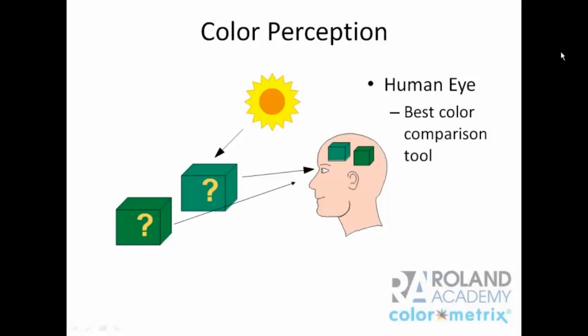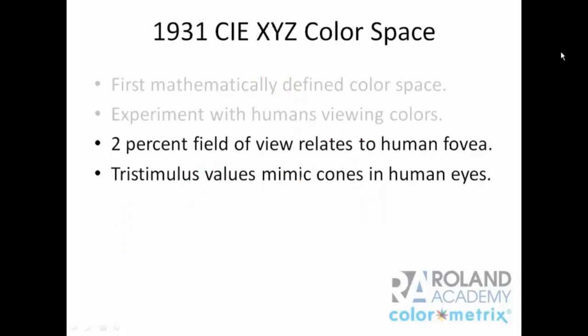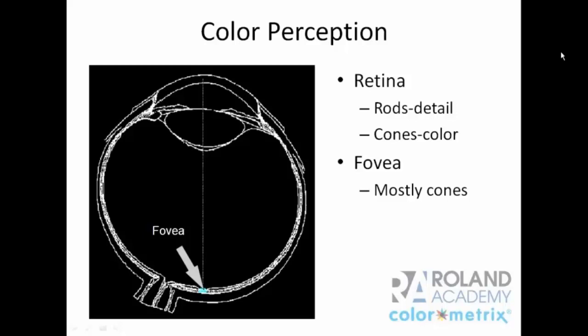and objects that were viewed at a very specific angle. And the reason that angle is so important is, let's jump back into the biology of the human eye again. The human eye has rods and cones, and the cones see color. But the greatest concentration of cones is in an area called the fovea, which you can see from this slide is a very, very small area. And it represents about 2% of your retina.